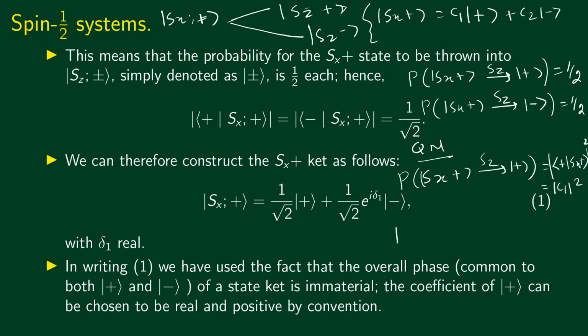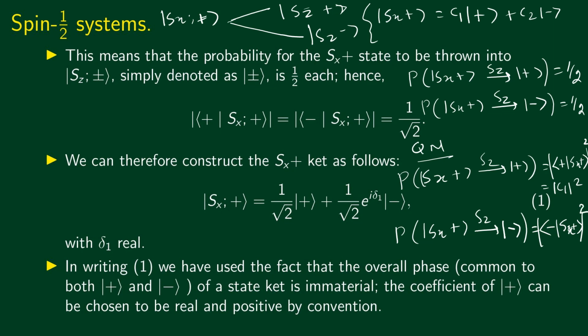All right. Similarly, the probability that Sx plus changes to a ket minus under a measurement of Sz is given by, in order to find this probability, what do you have to do? You have to find the component of Sx plus along the ket minus direction, and then you have to find the modulus square.